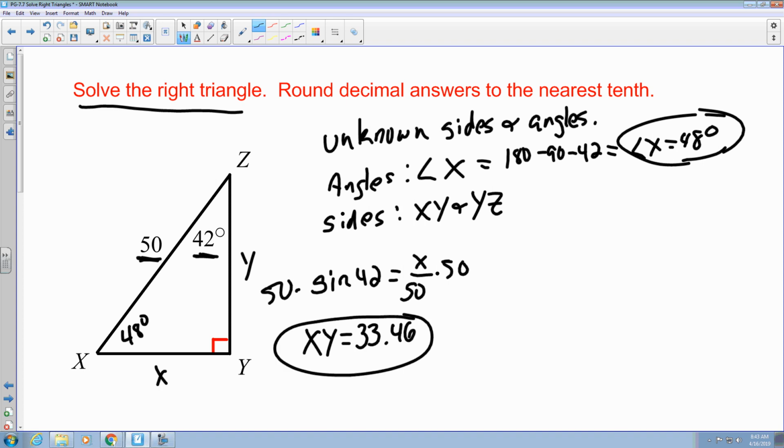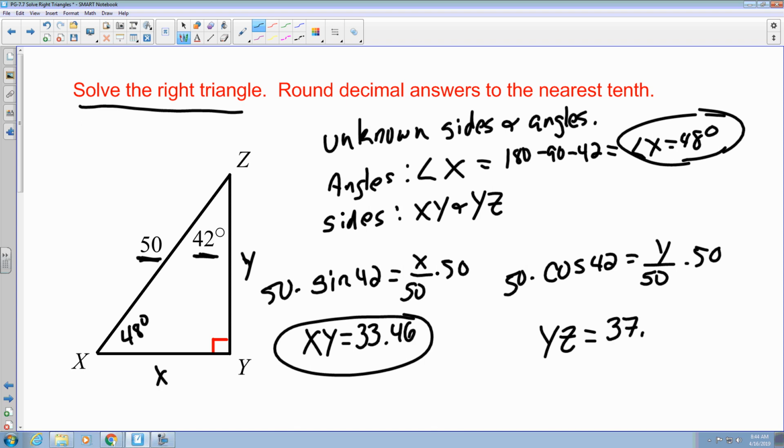Okay. Now you can use the Pythagorean theorem if you would like, but I'm just going to keep going with the trig ratios to find YZ, which in this case we denoted as a variable Y. From 42 degrees, it's adjacent over hypotenuse, so it's cosine of 42 degrees, which equals Y over 50. Same thing, multiply 50 to both sides. I get cosine of 42 degrees times 50, and that means that YZ is going to equal about 37.16.